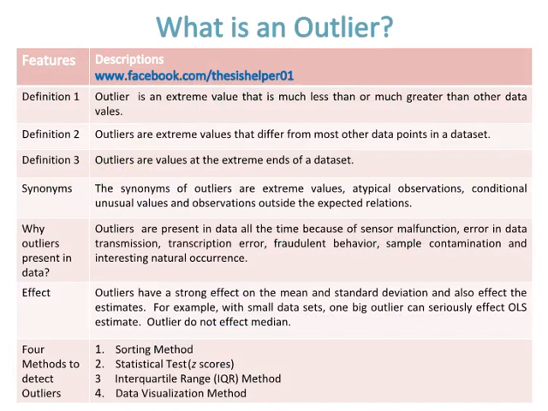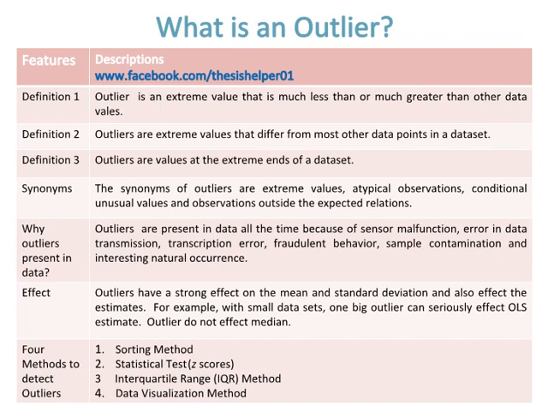What is an outlier? Definition 1 of outlier is an extreme value that is much less than or much greater than other data values. Definition 2 of outliers are extreme values that differ from most other data points in a dataset. Definition 3 of outliers are values at the extreme ends of a dataset. The synonyms of outliers are extreme values, atypical observations, conditional unusual values, and observations outside the expected relations.